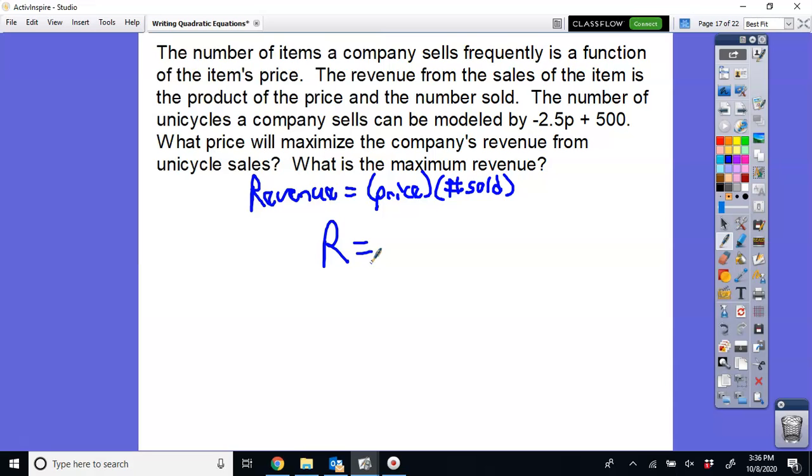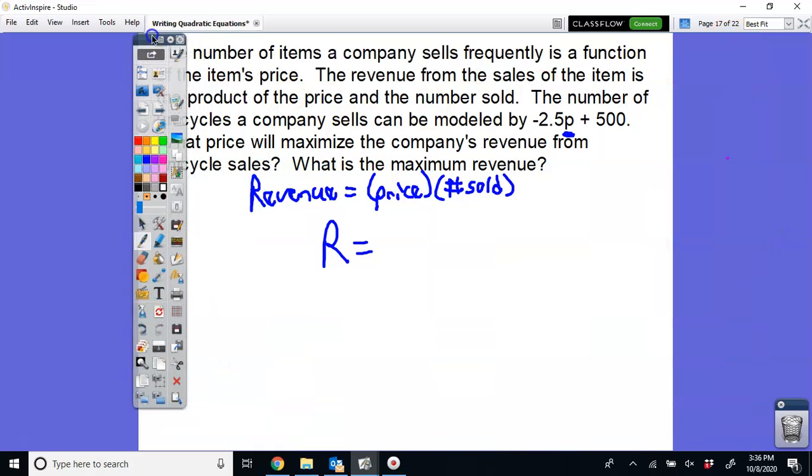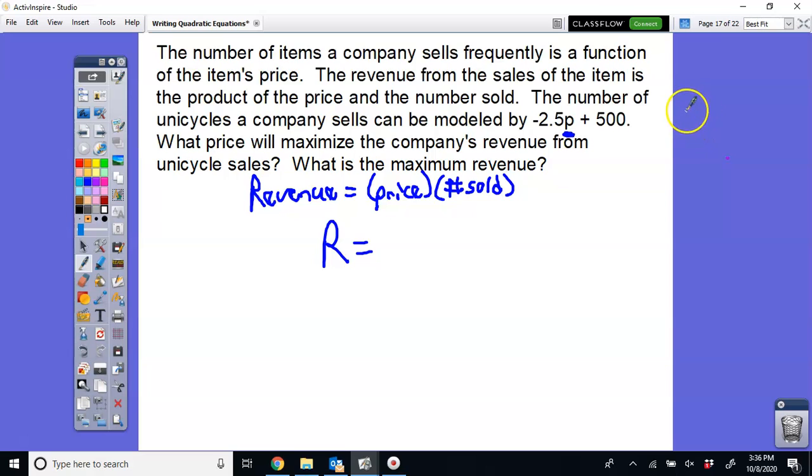But it says the number of unicycles a company sells can be modeled by negative 2.5p plus 500. So that's the number they sell, P being the price. Now, some of you may be thinking, oh, what in the heck does that really mean? So I'm going to move this over here and do a graph right beside it. Remember that mx plus b thing we talked about? That means up here at 500 and then going down 2.5 over 1, you're going to get a line that describes this negative 2.5p plus 500.